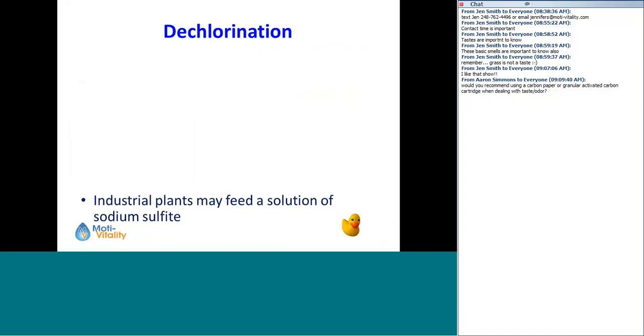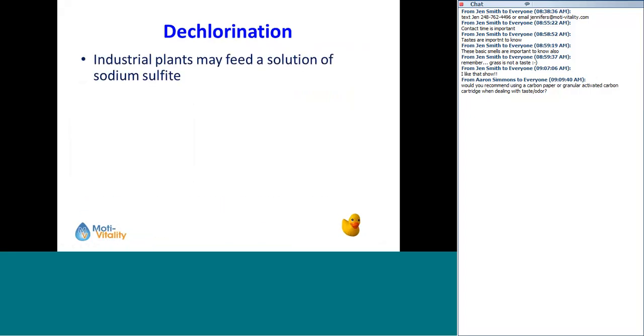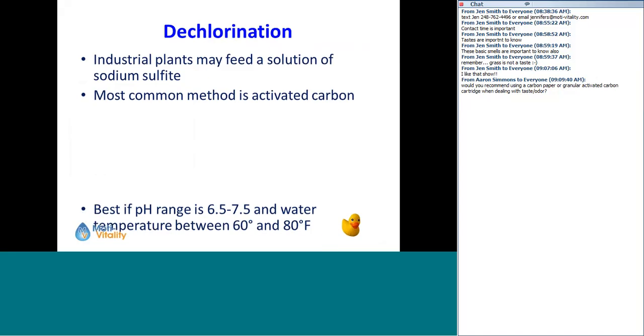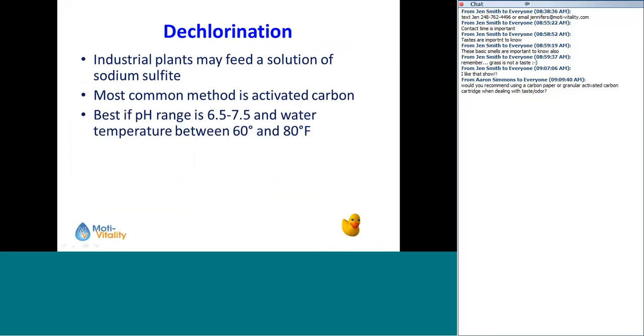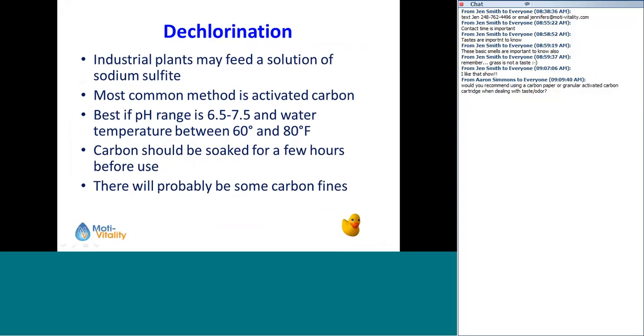Dechlorination. Industrial plants may feed a solution of sodium sulfite. The most common method is activated carbon for removing chlorine. Its best pH range is 6.5 to 7.5, and water temperature between 60 degrees and 80 degrees Fahrenheit. Carbon should be soaked for a few hours before use. There will probably be some carbon fines when you first turn the water on.